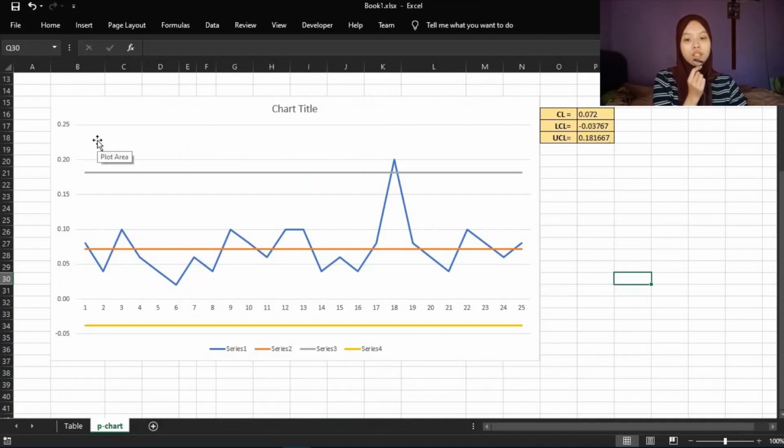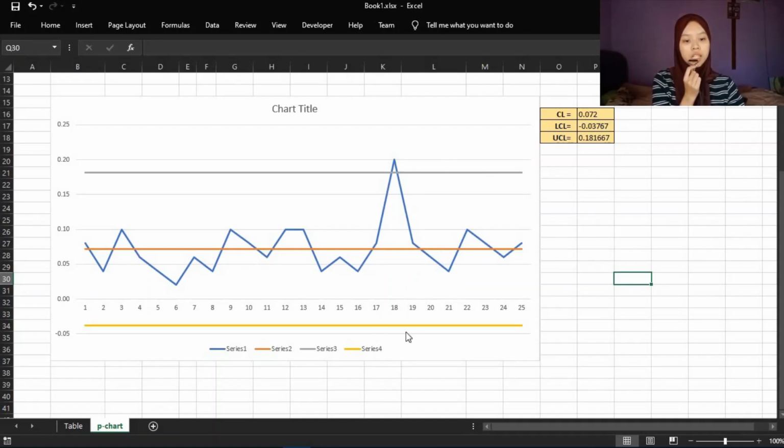Okay, so this is the chart. As we can see here, the yellow line is the lower control limit, negative 0.03767. The upper control line is the gray line, 0.181667, and the orange line is the center limit, which is 0.072.